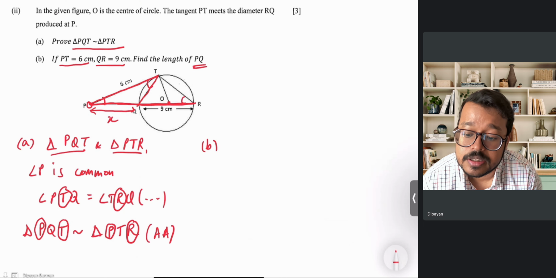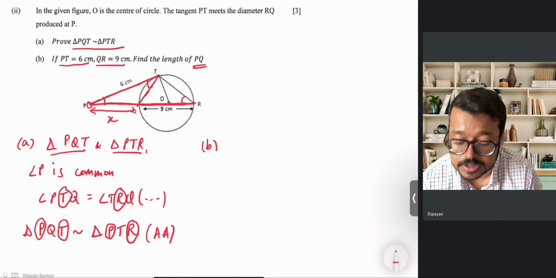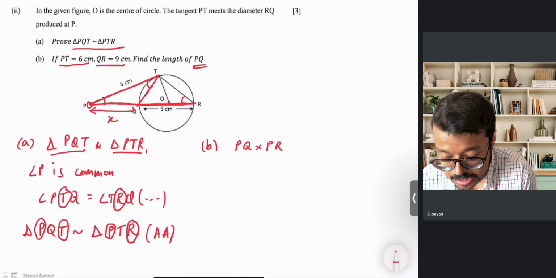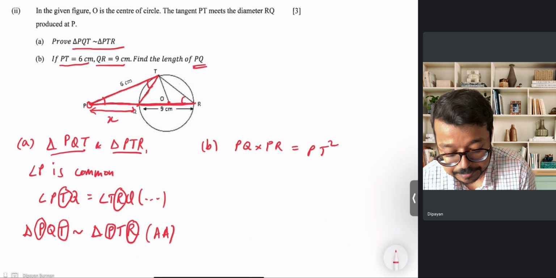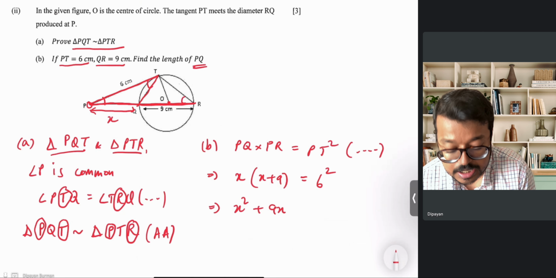So here we can apply the theorem that the product of lengths of segments of a chord is equal to the square of the length of the tangent. So segments of the chord will be PQ and PR. So product PQ and PR is equal to PT square, and you can write the reasoning. Then PQ is X and PR length is X plus 9. That is equal to 6 square. So X square plus 9X, 6 square is 36.